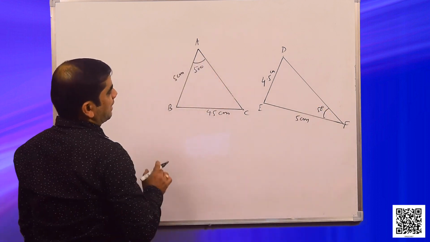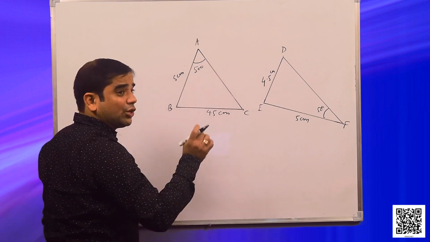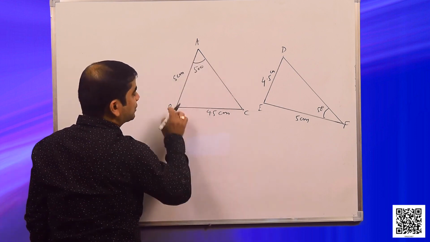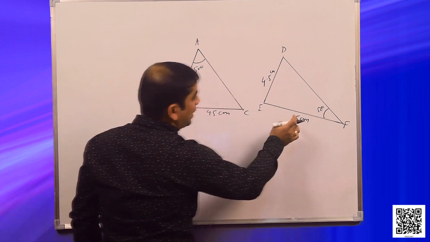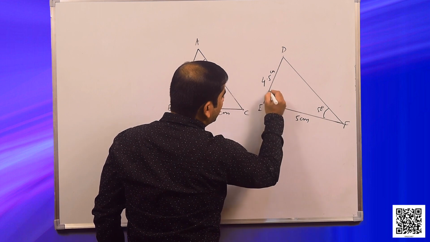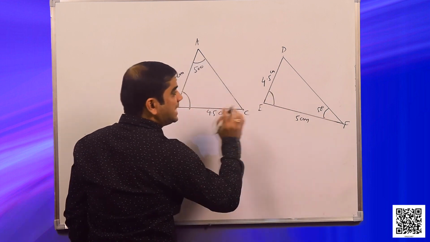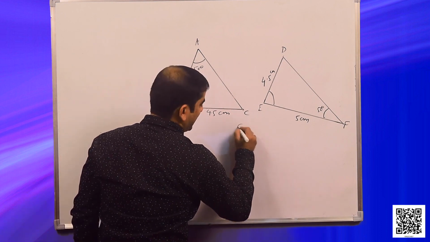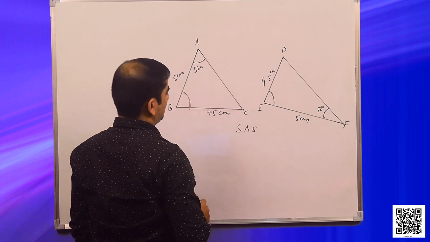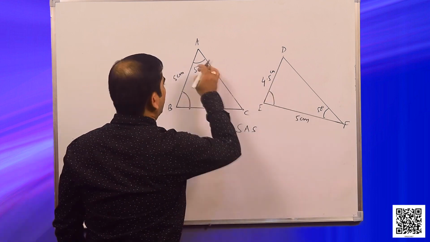So, in this case what is happening? This angle is not included. Which is the included angle of this triangle with these two sides? This is the angle that is the included angle. Same way, this is the angle which is the included angle, but this is not the included angle. So, these two triangles do not hold the congruency of SAS.